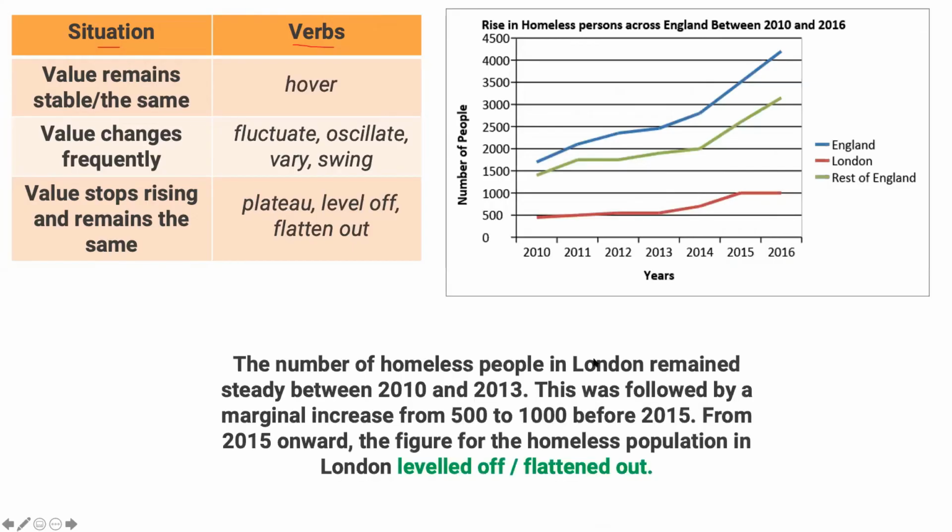And our last example here, the number of homeless people in London remained steady between 2010 and 2013. So I'm looking at London here in red. I'm looking at 2010 to 2013. It is very steady. You could also say that it hovered around 500. Then this was followed by a marginal increase from 500 to 1,000 before 2015, which is exactly what we see here. From 2015 onward, the figure for the homeless population in London leveled off. You could also say flattened out. You could also say plateaued.